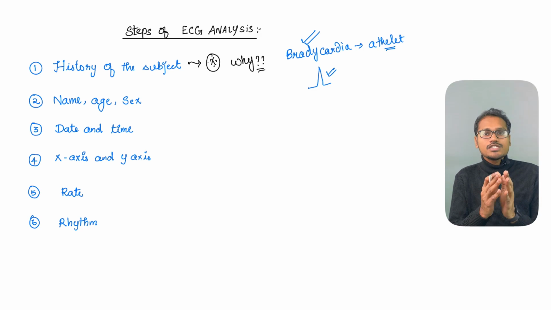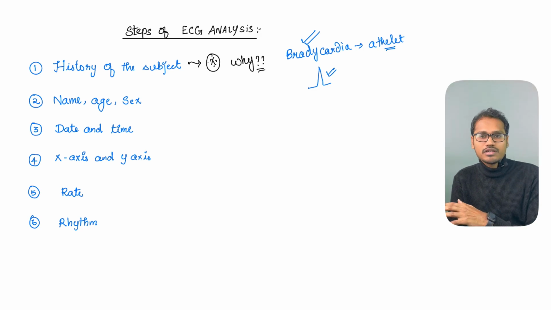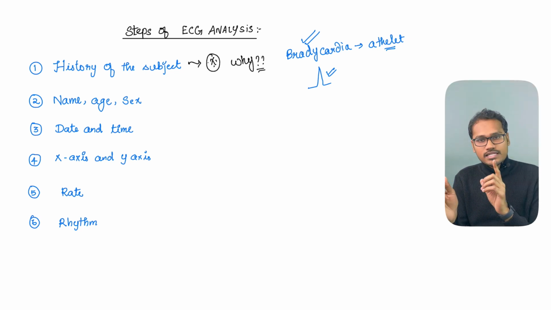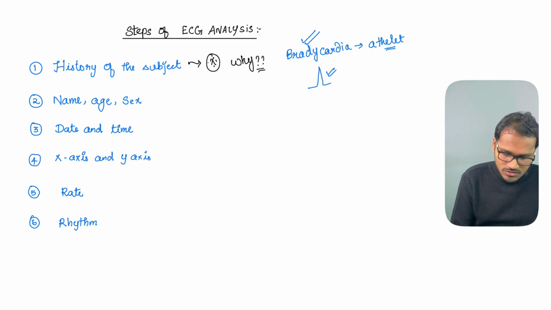So unless you know the history of the subject, whatever interpretation you are going to make on that particular ECG is not going to be valid. So always know why this ECG was taken and what is the history behind the ECG which was taken in that subject. Then next thing is always confirm the name, age and sex of the subject in the ECG.